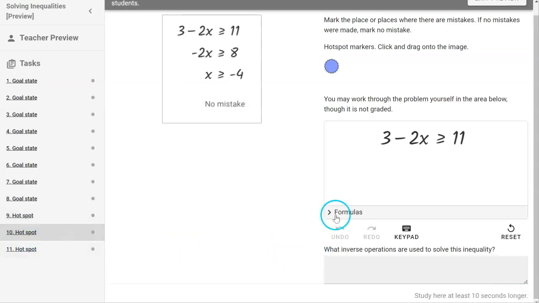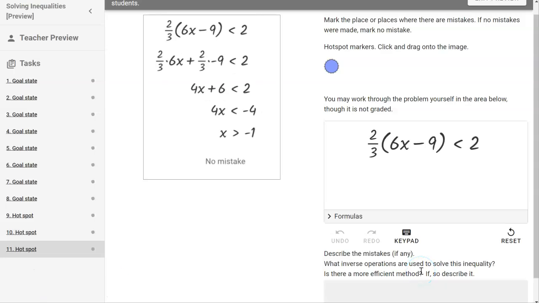Something I have not mentioned is reversing the order, so that does come into play here. A good conversation to have. Now this one has a lot of questions. So describe the mistakes, if there were any, what inverse operations were used, and is there a more efficient method? Like, is there a different way to do this? They distributed, obviously. Could they have not distributed? Is there a quicker way to get to that final solution?